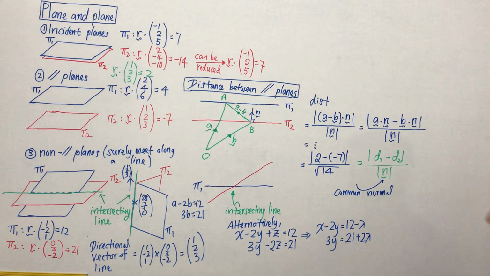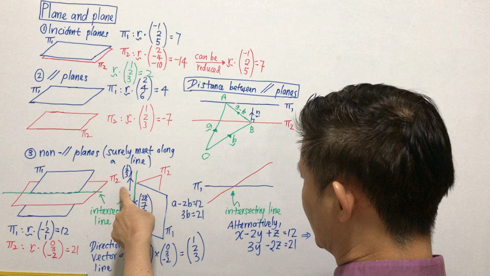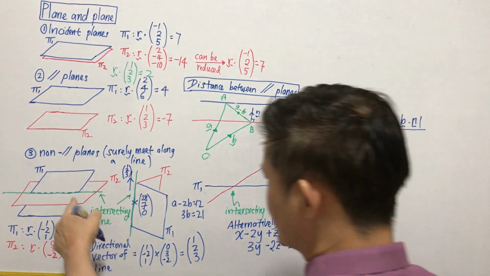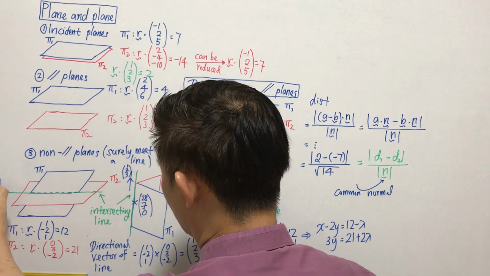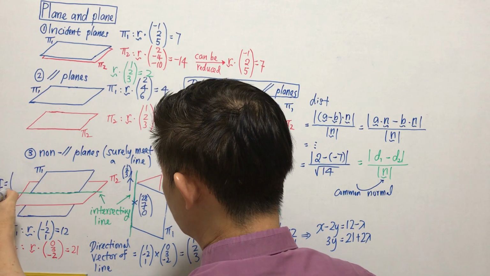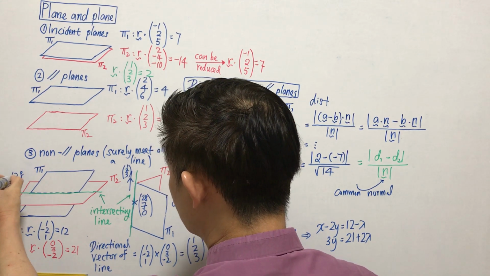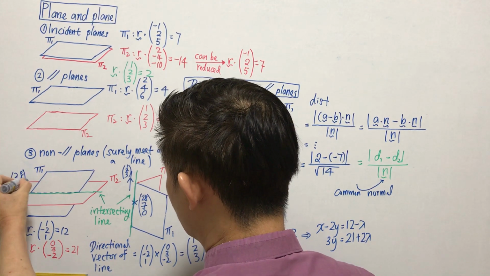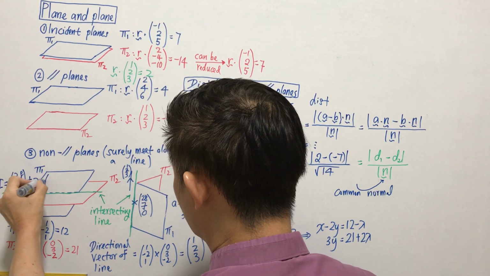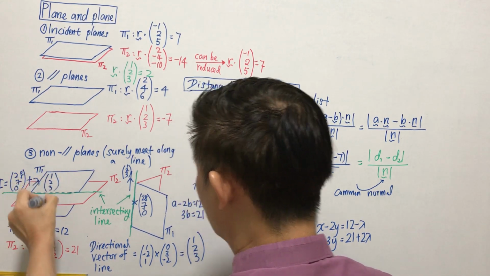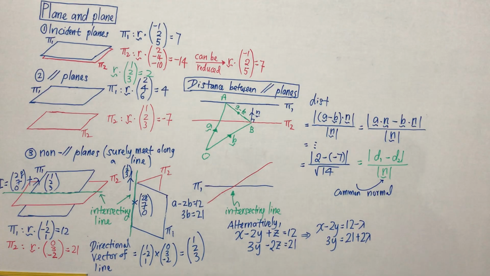What I have here is a point on the intended line and the directional vector. So therefore, the equation of the line will look like R equals the first vector, which is 28, 7, 0, plus lambda of 1, 2, 3. And there we are, the equation of the intersecting line between the two planes.